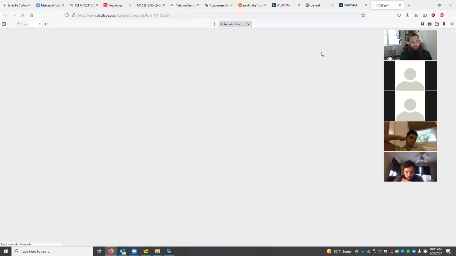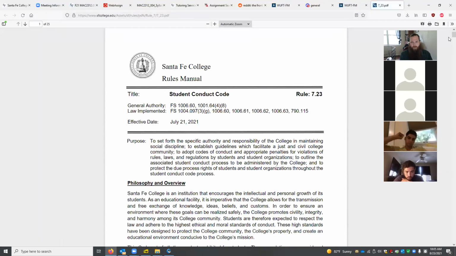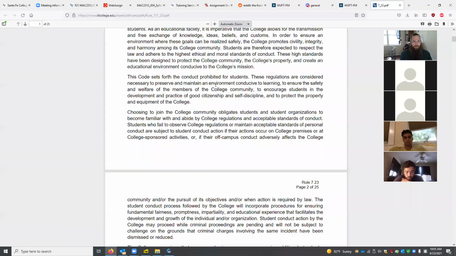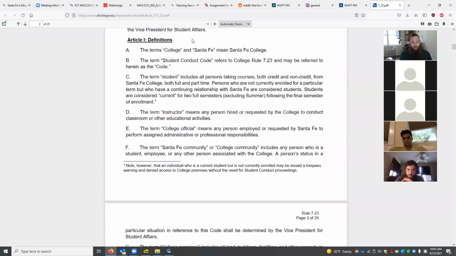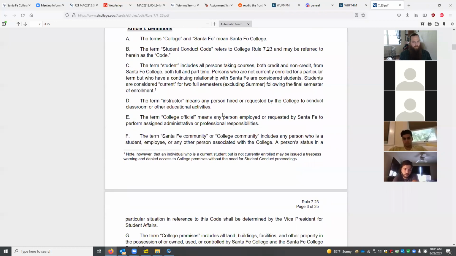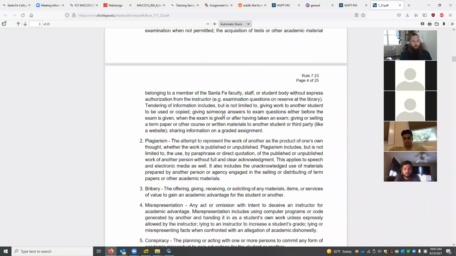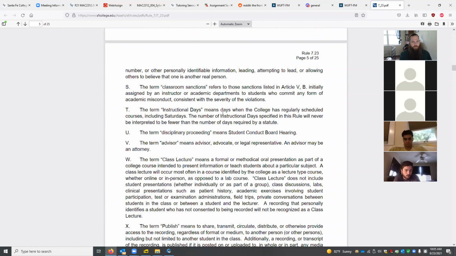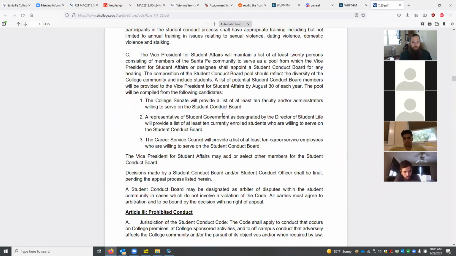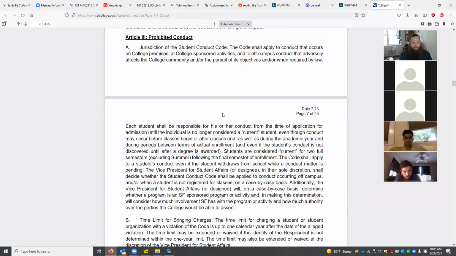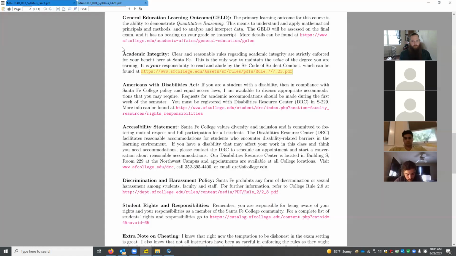It's a long document, and I don't necessarily suggest you read every little bit, like the philosophy and overview. Oh, okay, that's great. Definitions, everybody knows what college means. Everybody knows what instructor means. But make sure you read the portions that are particularly relevant for our class, like what is prohibited conduct. You want to know what that is, right? You want to know what you're not allowed to do, the sort of stuff that will get you in trouble. So take the time, leaf through that, make sure you understand the basics.